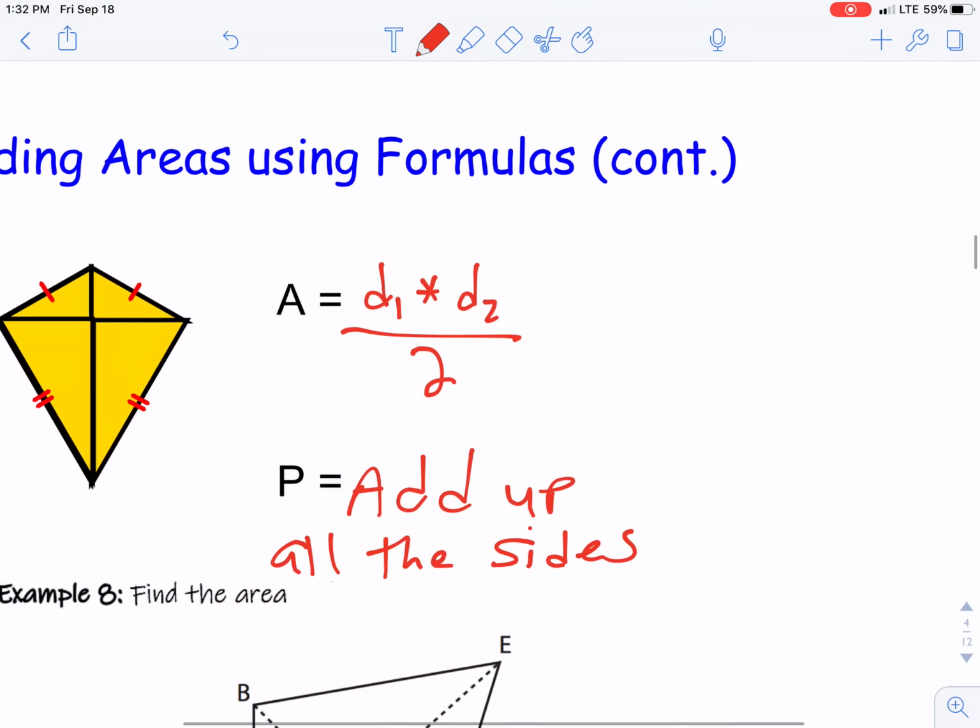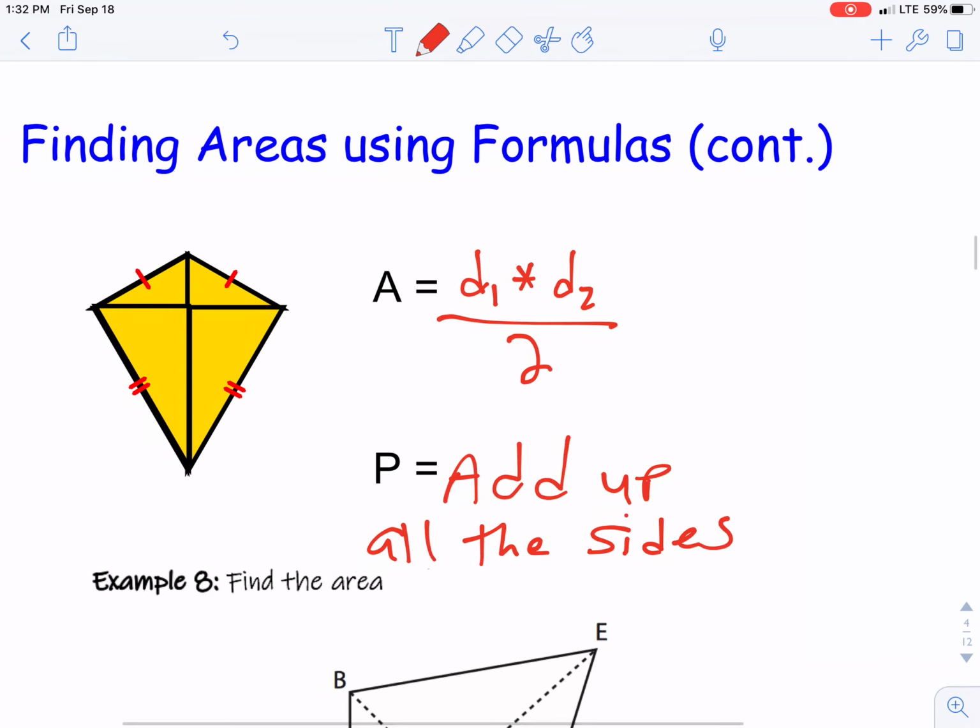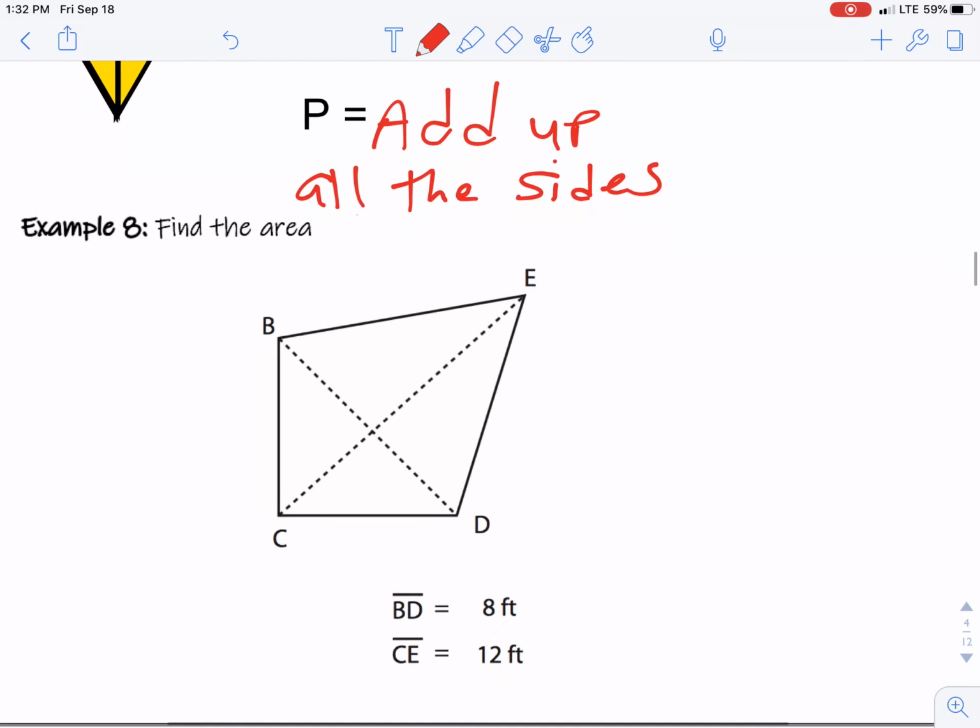All right. Awesome. Area for kites is the same exact thing. We have to find the values of the diagonals, multiply them together, and divide by 2. So it says find the area. We have a kite, B to D. That's 8. And then C to E, which is 12. Those are the values of the diagonals.